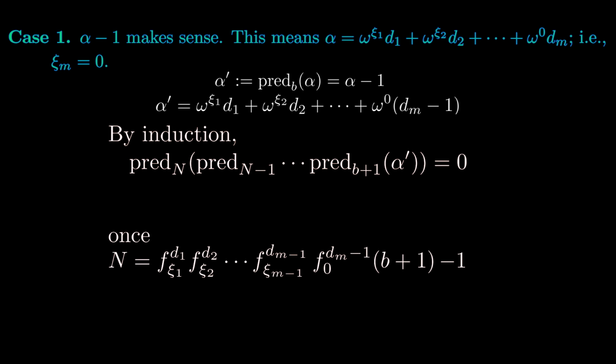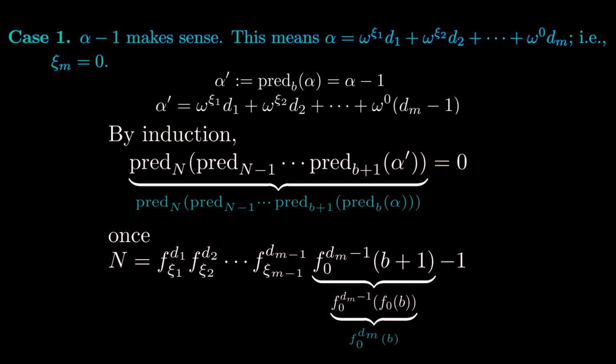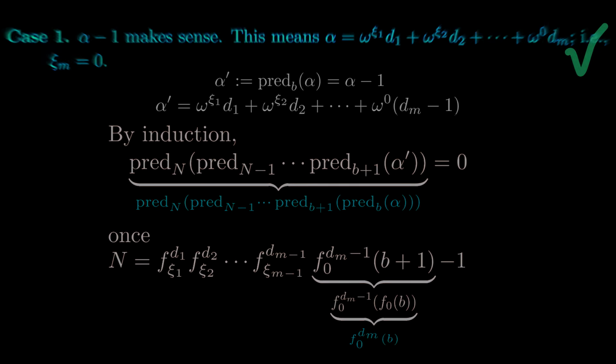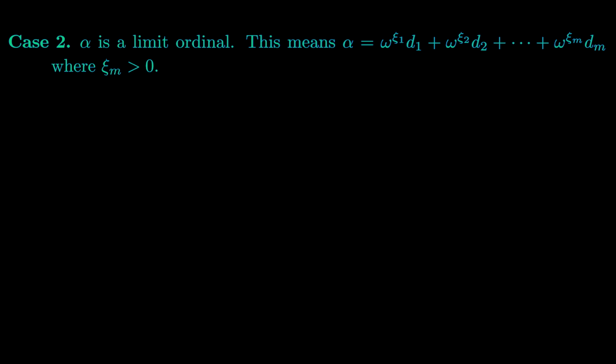If we recall that f0 of b is equal to b plus 1 by definition, then this innermost piece is exactly equal to dm applications of f0 on b. If we unwind the definitions a little bit, we'll realize that this actually proves that the theorem is true for alpha. This handles case 1, so now let's look at case 2 when alpha is a limit ordinal.